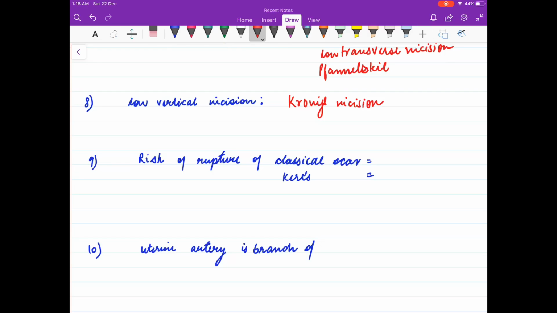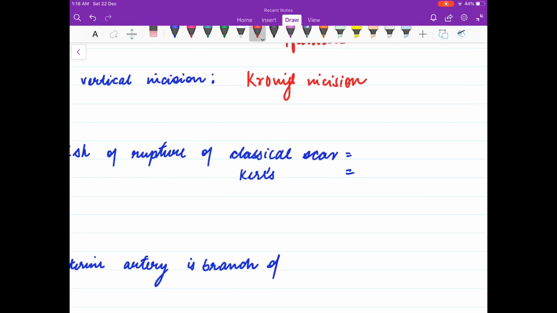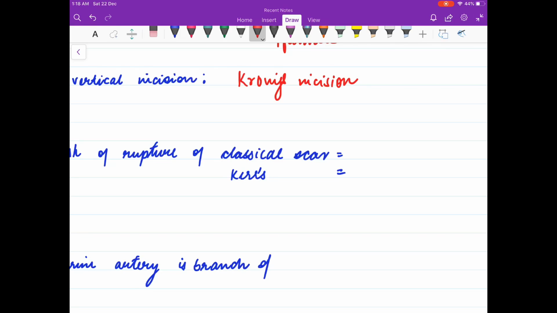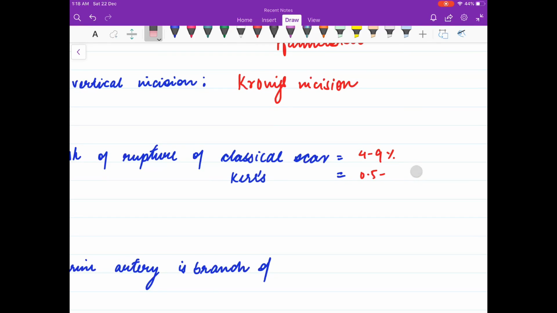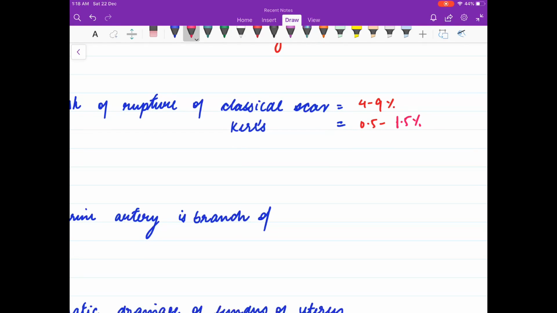What is the risk of rupture of classical scar? Classical scar is an upper vertical incision and the risk of rupture is 4 to 9%. In Kerr's incision it is 0.5 to 1.5%, and in inverted T incision it is 1 to 7%.